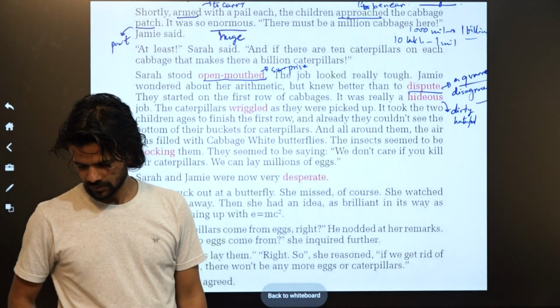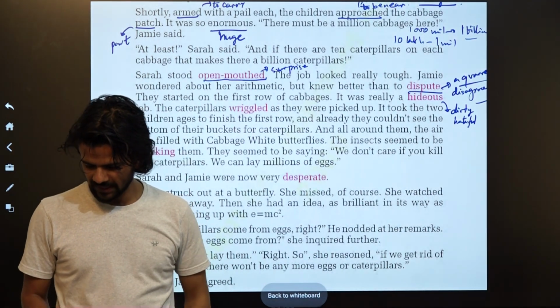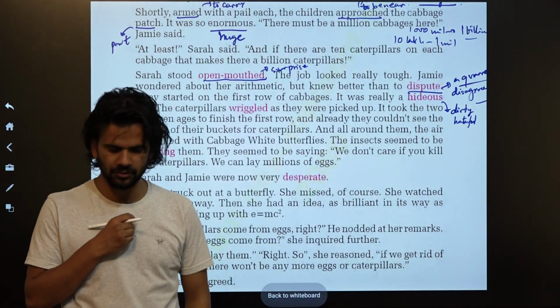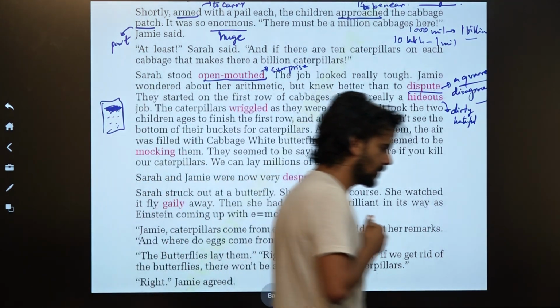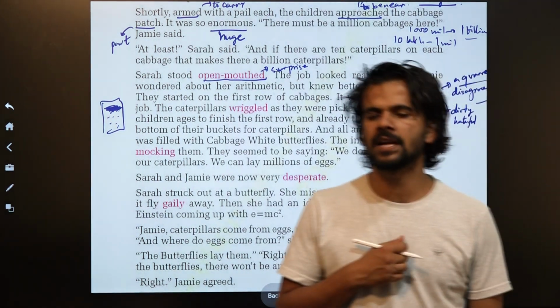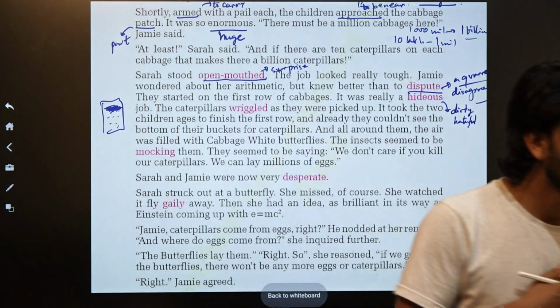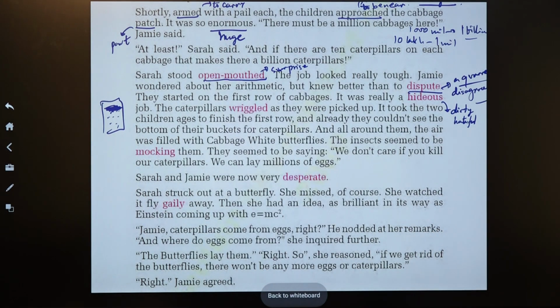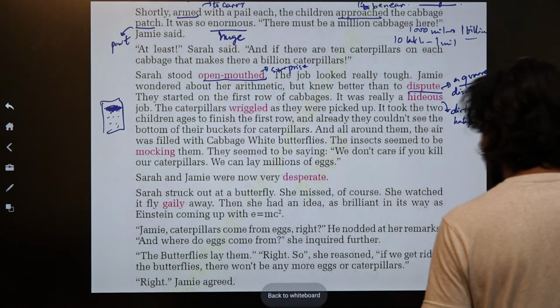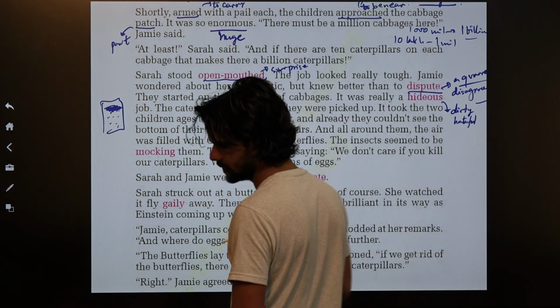So as they were picking up, it took the two children ages to finish the first row. While they were working, they found out that it took a lot of time to finish even the first line. To even finish the first line, it took a lot of time.